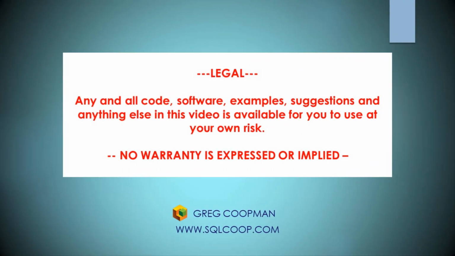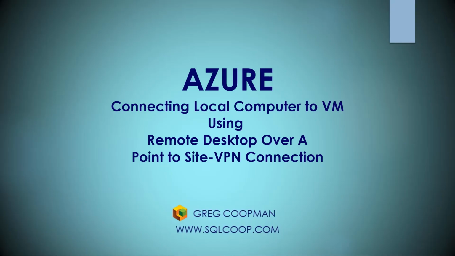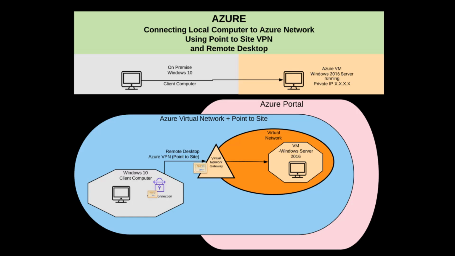Hi, this is Greg Coopman. Today we're going to go ahead and create a VPN, an Azure VPN, for us to connect from our remote desktop connection to our Azure virtual machine. Now we're going to start off by looking at our Azure portal and creating the objects we need there to make our VPN and our point-to-site configuration of our gateway work properly.